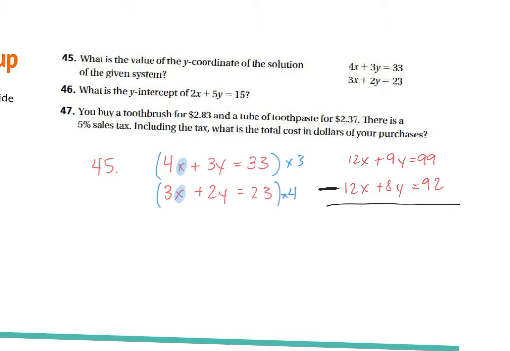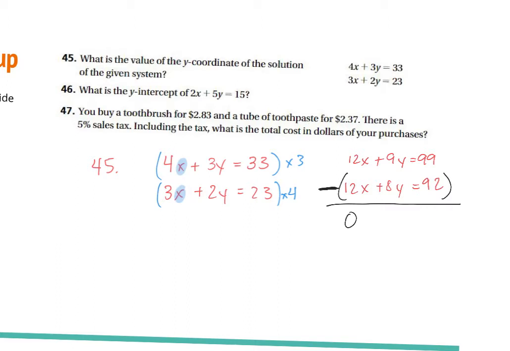If we had added these, would we eliminate anything? No. Okay. You have to subtract in this instance. Okay, so we're going to subtract the whole thing. What are you going to get for the x terms, Ashton? 0. Okay. Why?